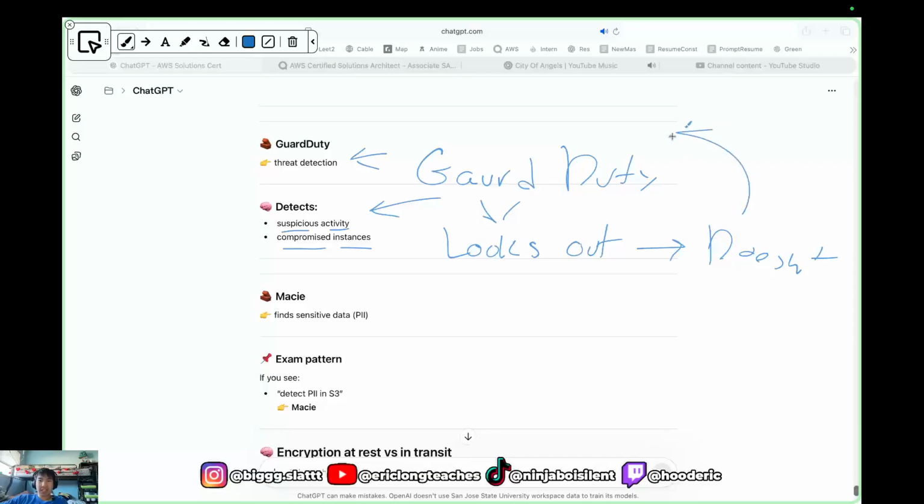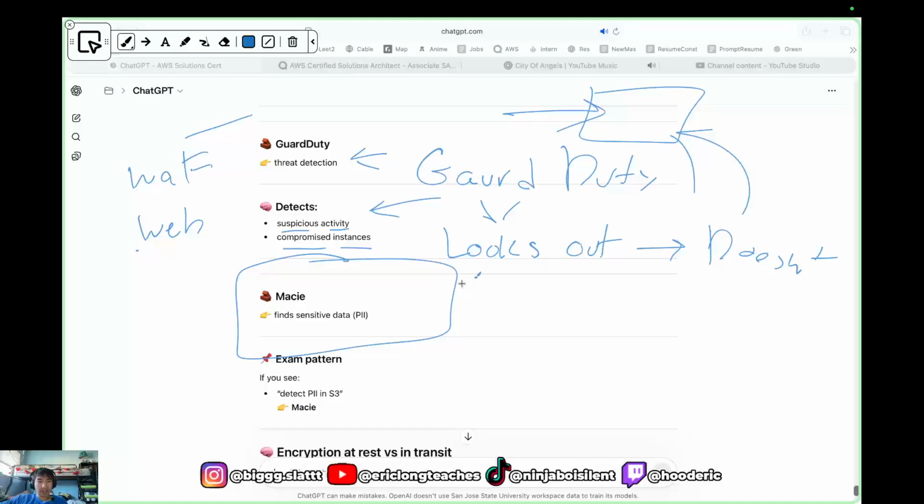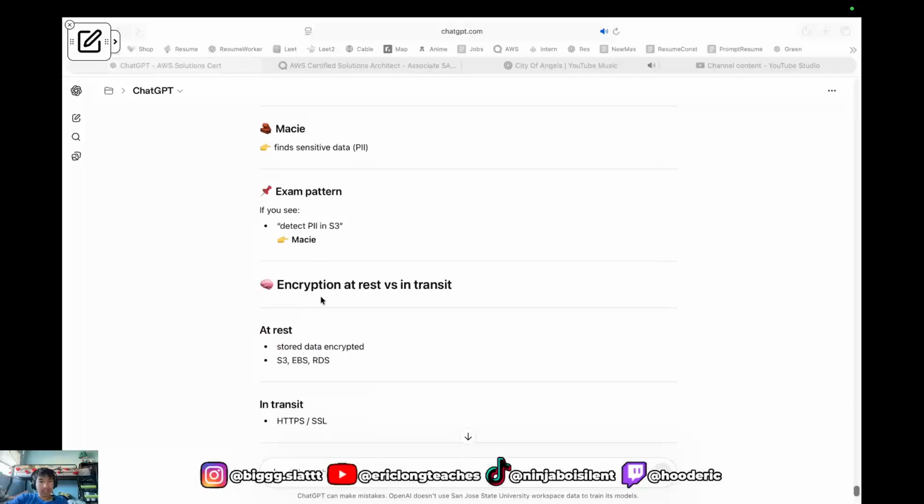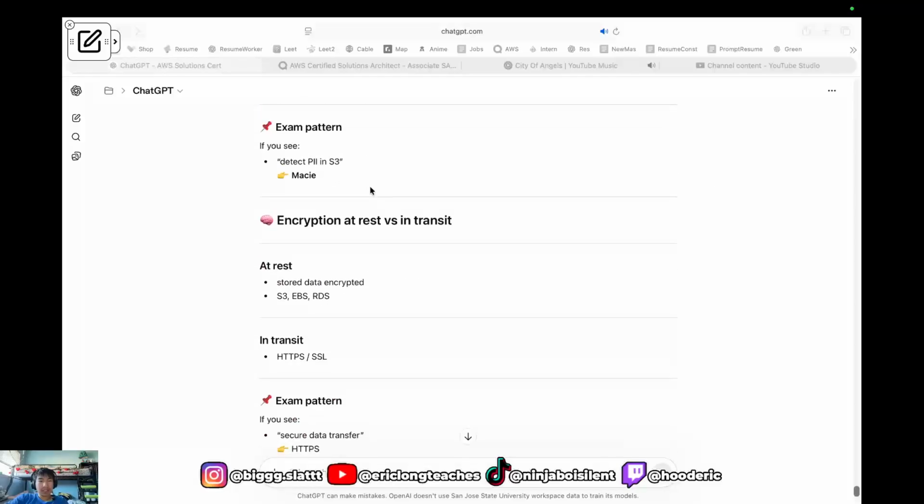Well, a shield actually does help out, and the shield is for DDoS. And before that was WAF, which is good for web protection. Next is Macie, which finds sensitive data. Let's say you leak something, like put your API credentials online, Macie would go ahead and find that sensitive data. It's good for detecting things. For example, it would protect PII in S3.